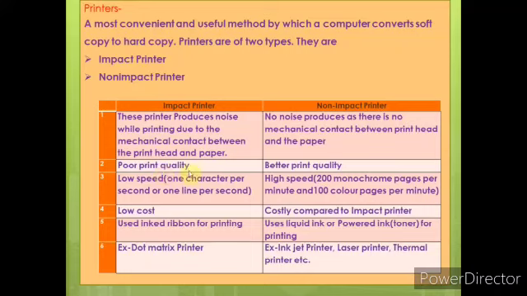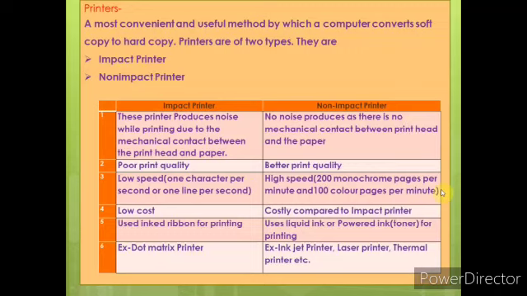Very poor print quality, because they were using an inked ribbon. You can imagine an inked ribbon like carbon paper. Carbon paper is used in offices nowadays also in some places, when you want to make a replica or a duplicate copy of a paper. So inked ribbons of this type are used for printing. Low speed, 1 character per second or 1 line per second, but they are low cost. Because of this poor print quality and low speed, they are not in use. Example, your dot matrix printer.